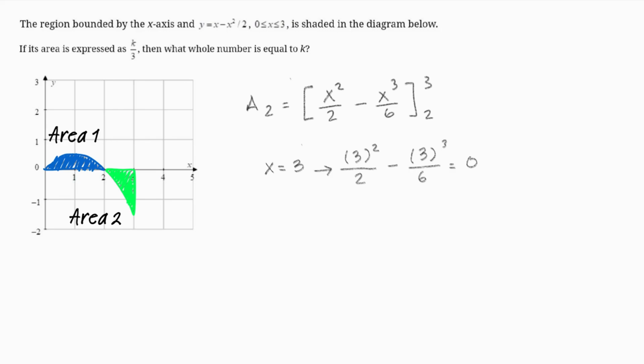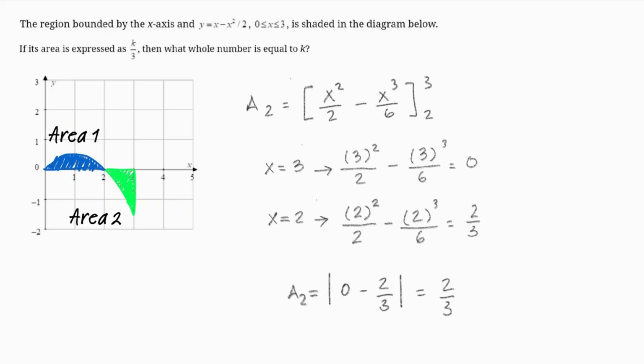Next, we substitute the lower limit, x equals 2. However, we already know that when x equals 2, our result is 2 over 3, since we found it earlier. Remember, since the area is below the graph, we are going to find the absolute value, because area can never be negative, so area 2 will be also 2 over 3.